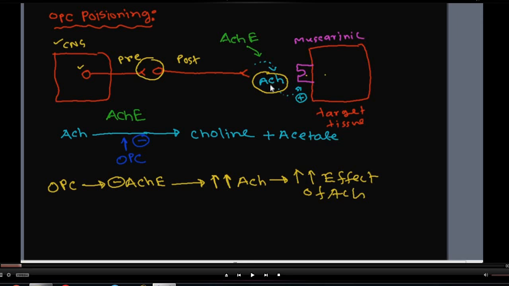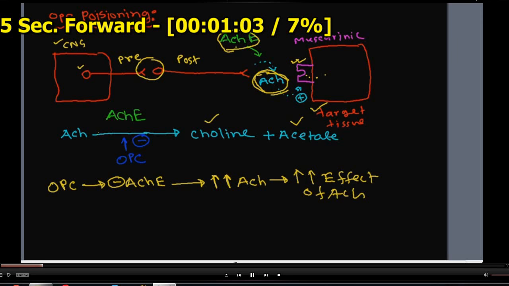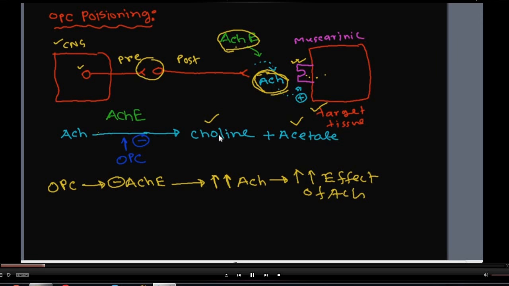Normally the action of this acetylcholine is very short. Why? Because this acetylcholine is rapidly metabolized by an enzyme called acetylcholinesterase. This acetylcholinesterase metabolizes acetylcholine into choline and acetate, right? When the acetylcholinesterase enzyme metabolizes acetylcholine into choline and acetate, the action of acetylcholine is terminated.